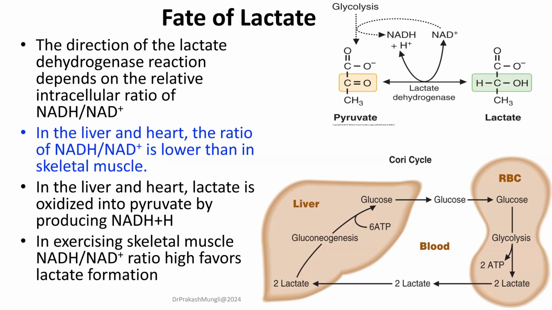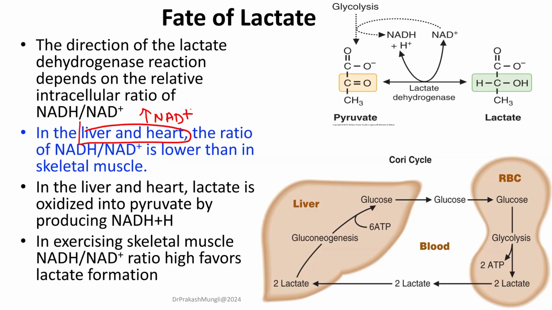That means the NADH over NAD ratio is low. Low NADH over NAD ratio means what? Which molecule is high and which molecule is low? NAD is high and NADH is low. That means in liver and heart, generally they contain higher NAD levels. Liver and heart will have higher NAD compared to NADH.